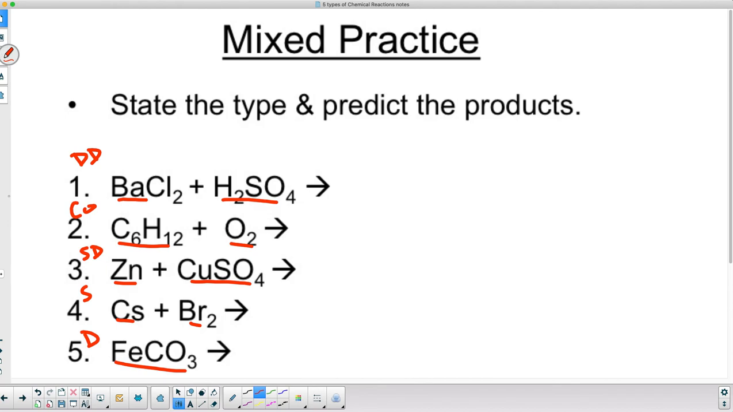You don't need to fill in what happens on the right-hand side. I just want you to be able to identify what type of reactions these are. So go through with the paper that I gave you and identify those using our simple rules, like double displacement is compound plus compound, combustion is the CH compound plus O2, and so on.